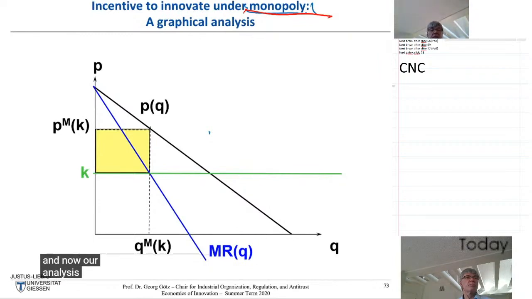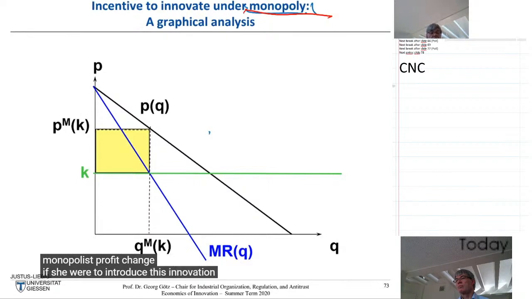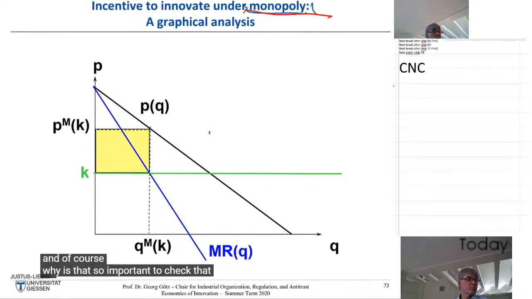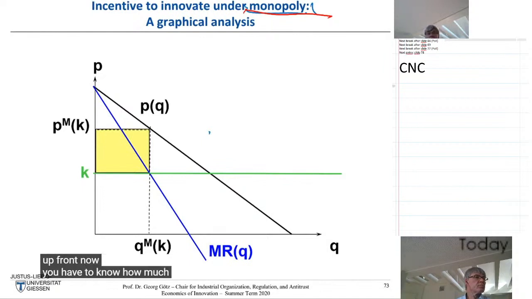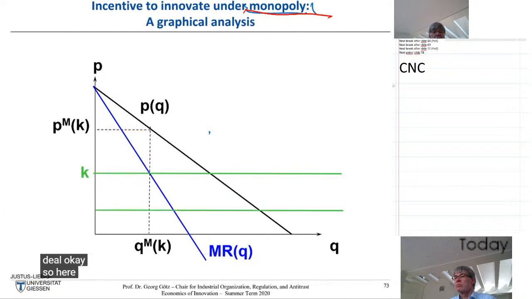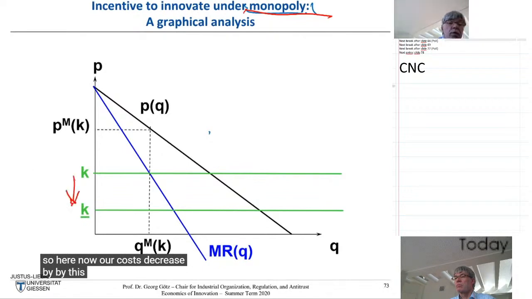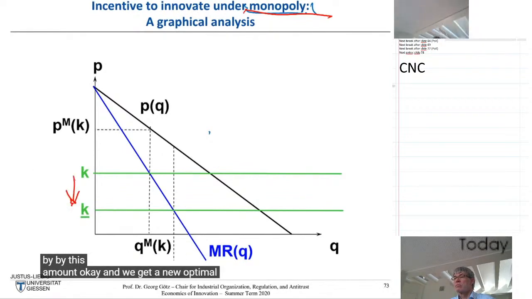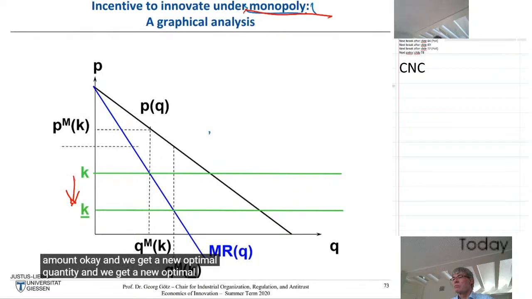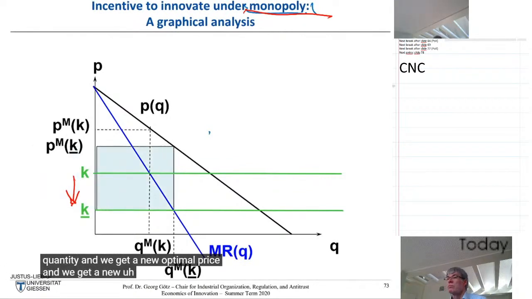And now our analysis actually only starts. Now we look into how the monopolist's profit changes if she were to introduce this innovation. And of course, why is it so important to check that up front? You have to know by how much your profit changes if you introduce an innovation, because if you incur cost and it turns out that the increase in cost is higher than your gains in profit, you made a bad deal. So here now our costs decrease by this amount, and we get a new optimal quantity, and we get a new optimal price, and we get a new producer surplus.